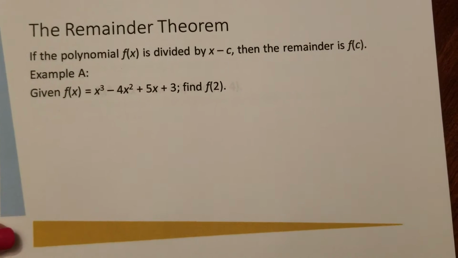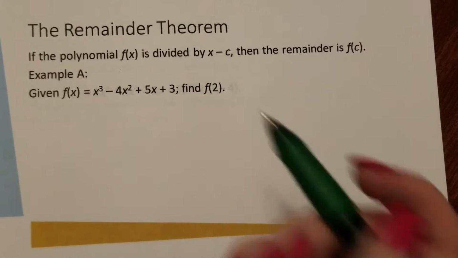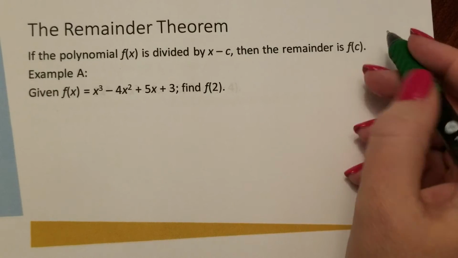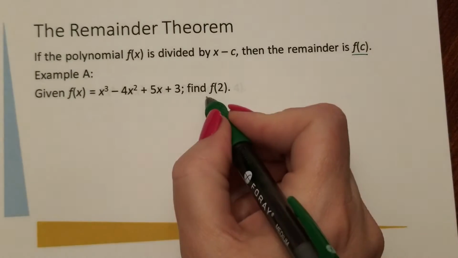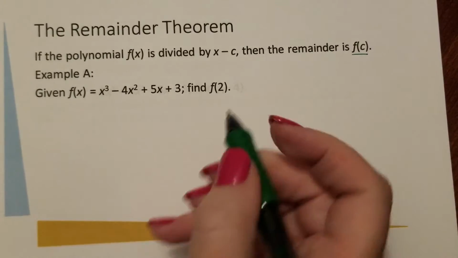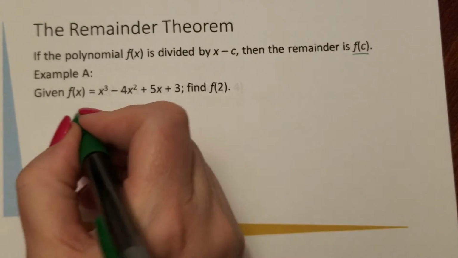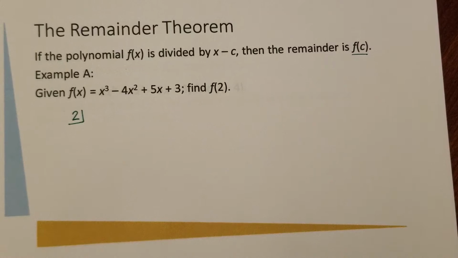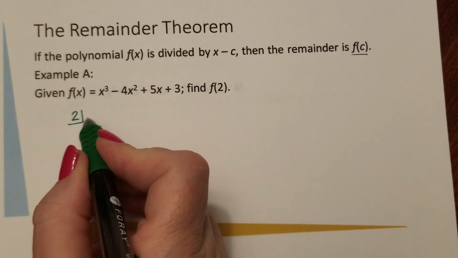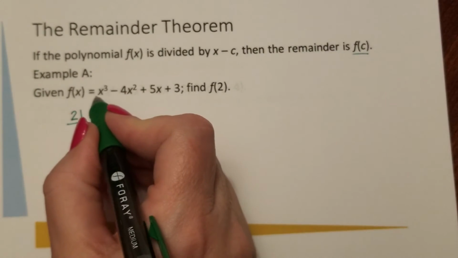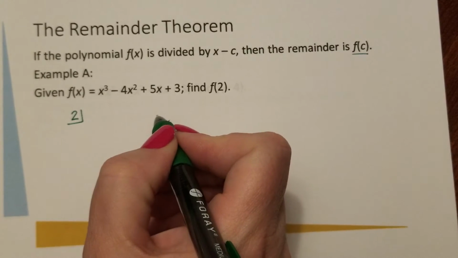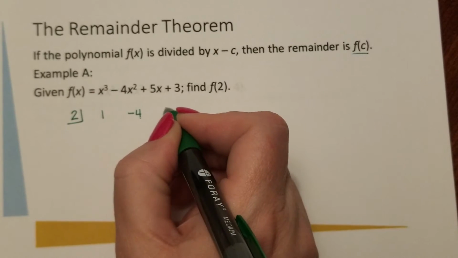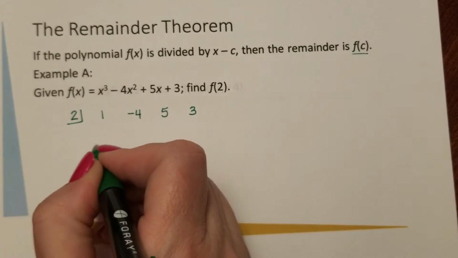So the remainder theorem says that if a polynomial is divided by x minus c, then the remainder is f of c. So if I want to find f of 2, I'm going to divide it by x minus 2, and so that 2 goes in the box. And we're going to just do synthetic division. So I'm going to put down all of these coefficients. X cubed is 1, then negative 4, and 5, and 3.